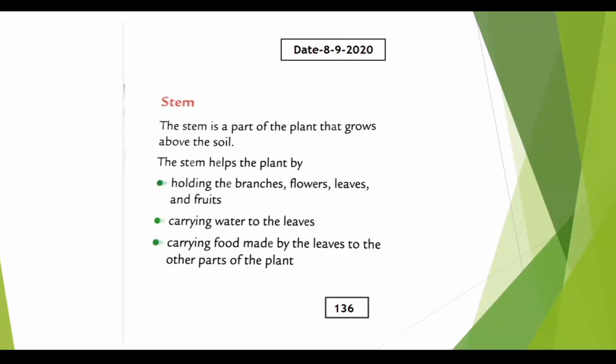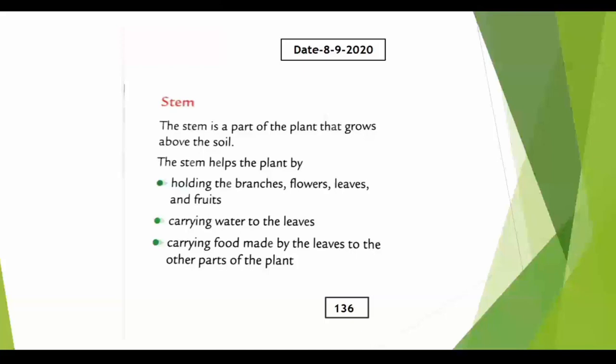Now everyone, you're going to go to page number 136. All will turn your page. Page number 136. Can you hear me, children? Now you are going to write today's date on the top of your page, in your reader. Write the date, 8-9-2020. Today is 8 September, that is the 9th month. Write the date, I repeat, 8-9-2020. Done?